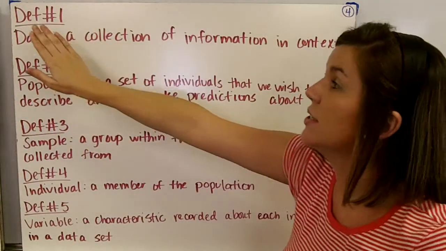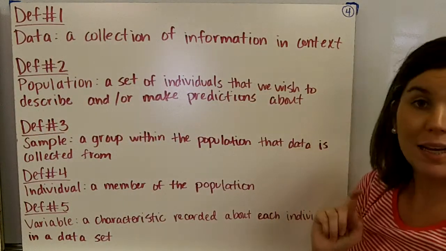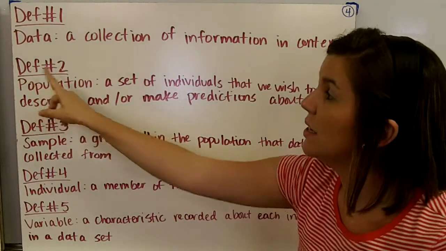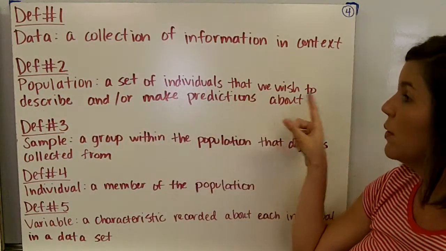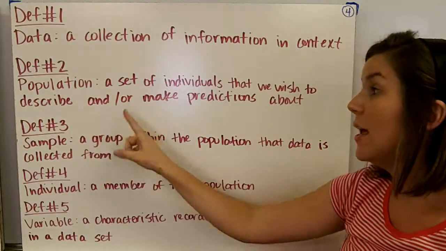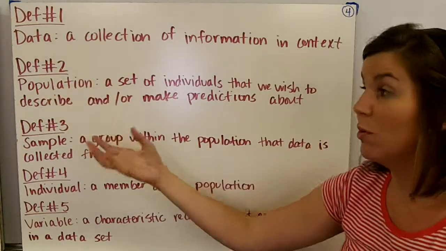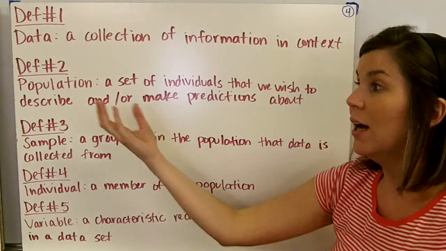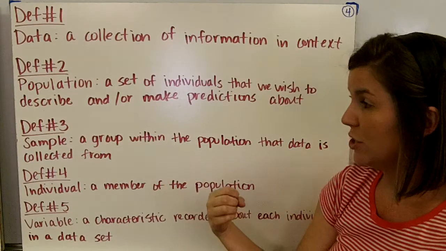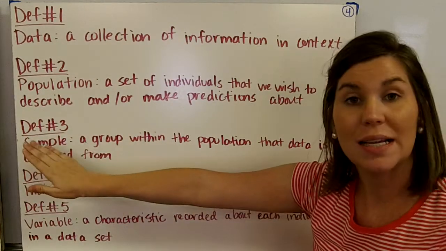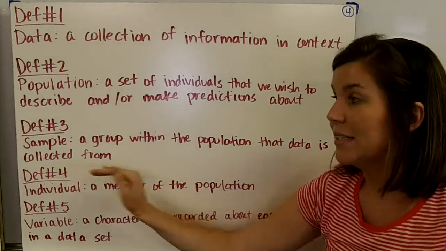A few definitions. Definition number 1, data is a collection of information in context. Definition number 2, population, a set of individuals that we wish to describe and or make predictions about. So we have a group of people, and that's our population. Let's say it's a basketball team.